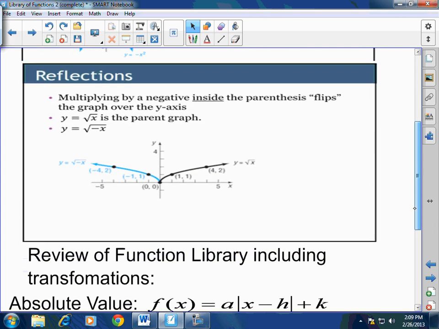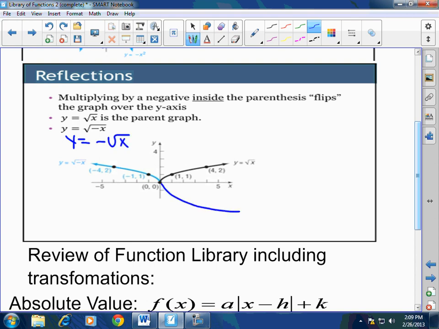Now, look at what happens in this particular case. If I wanted to reflect this over the x-axis, it'd be negative on the outside, square root of x, and it'd be down there. But that is not what I did. In this case, I multiplied only the x by a negative. When I multiply only the x by a negative, my friends, I'm going to reflect over the y-axis. So that's what reflecting does. If it's pointing to the left, it goes to the right, or pointing to the right, it goes to the left, vice versa. Does that make sense? Okay.